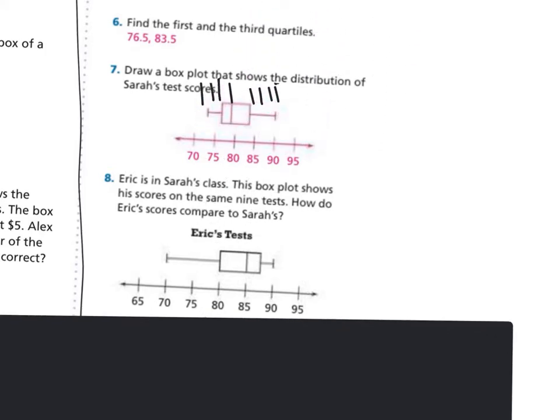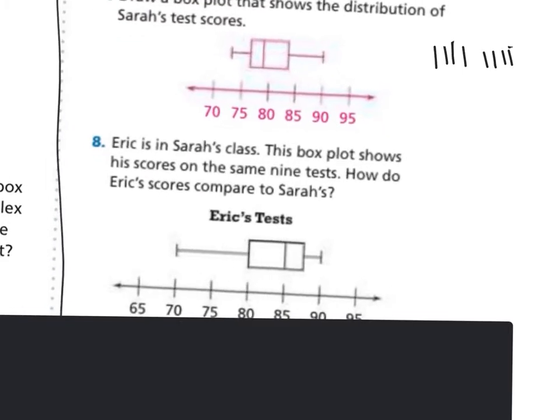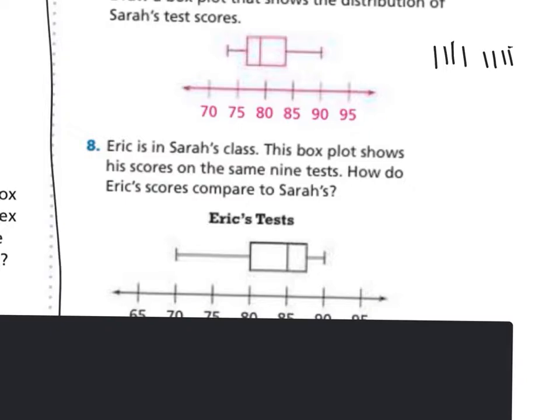Look at number 8. Eric is in Sarah's class. This box plot shows his scores on the same 9 tests. How do Eric's scores compare to Sarah's? What we can do is look at some of these points along the way. First of all, we might be interested in looking at what their lowest and highest scores were.